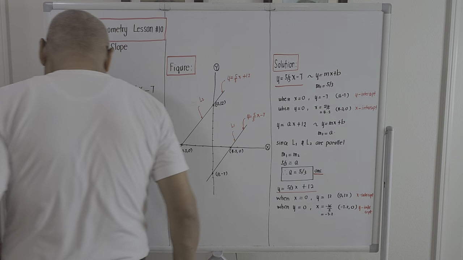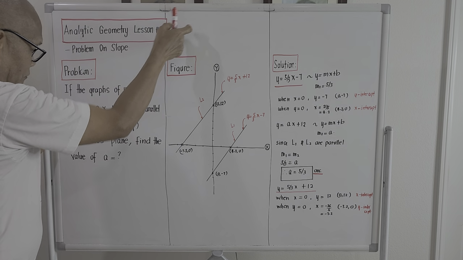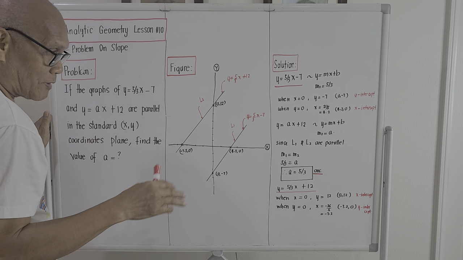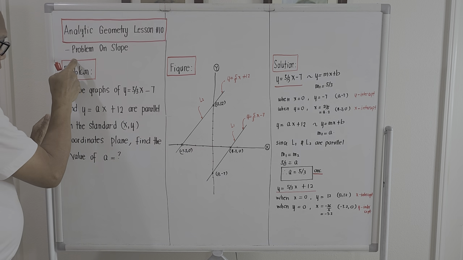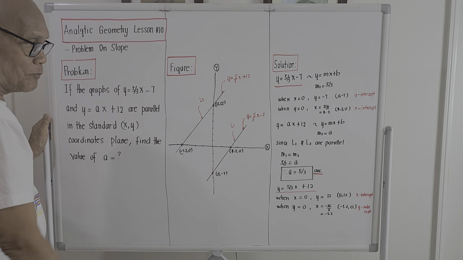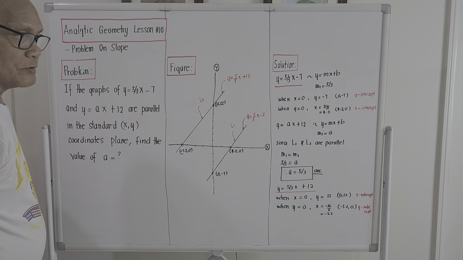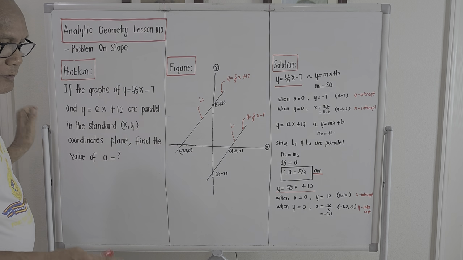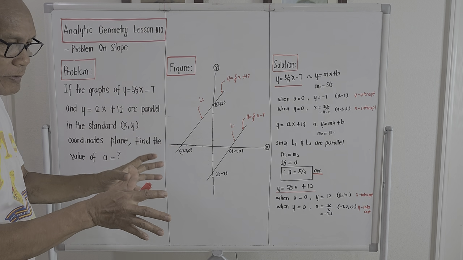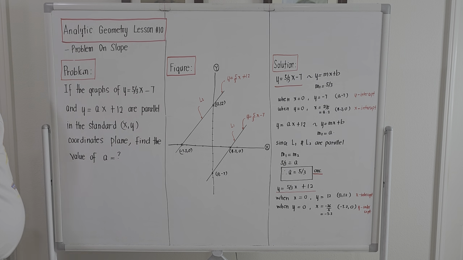The title of the topic for this afternoon will be Analytic Geometry, lesson number 10. And this is a supplementary problem on the concept of slope. So the title is actually problem on slope. It's an additional problem, so we have lots of practice before we go to the next topic. Maybe the next topic is the so-called concept of a parabola. Okay, let's proceed. The title of the subject matter is a problem on slope.